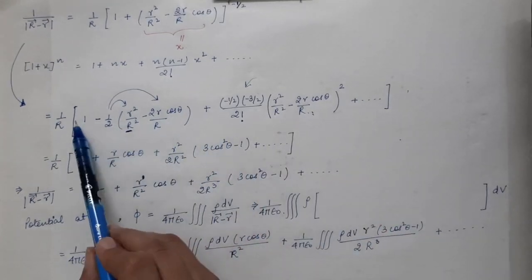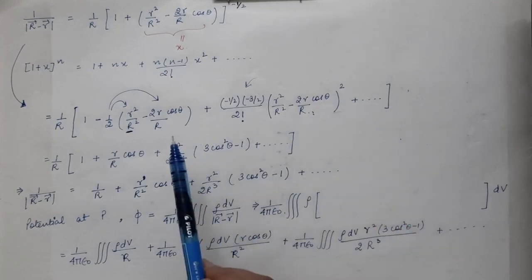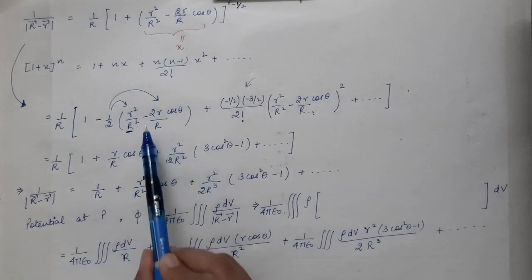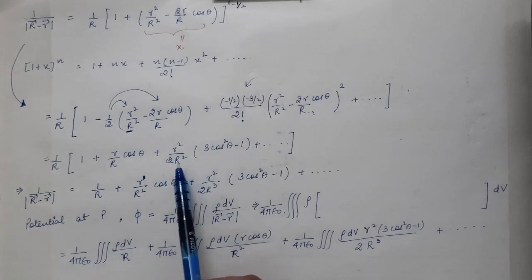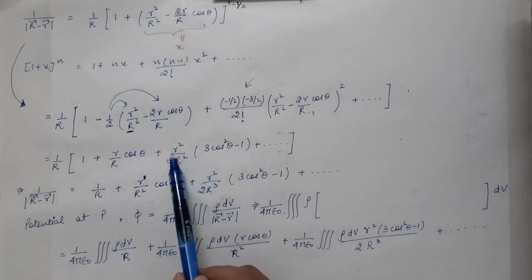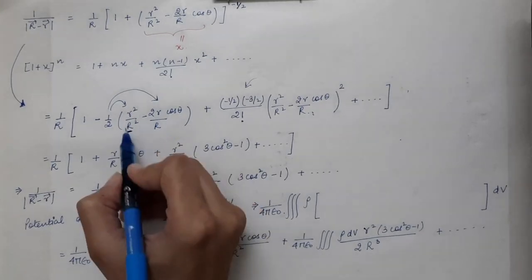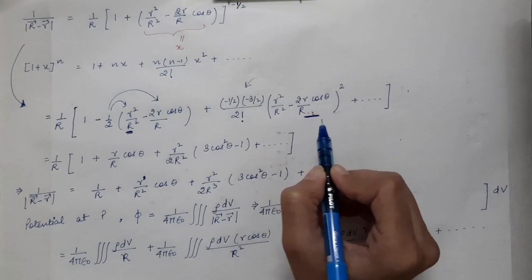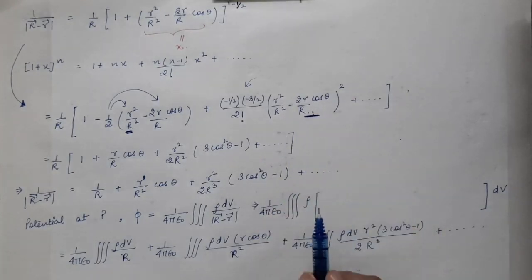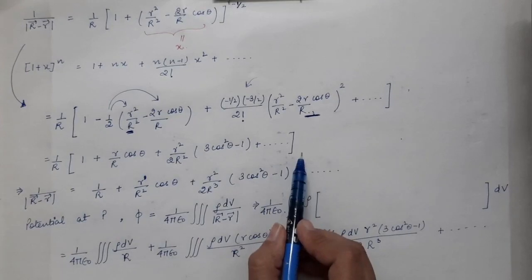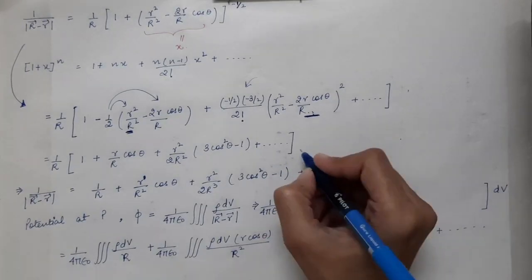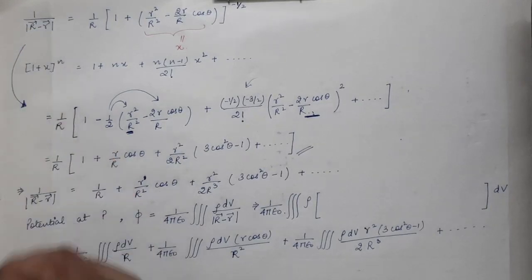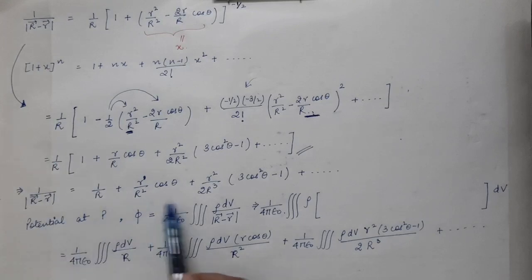So what you have to do is first open all these brackets, and then further club the terms which have small r by capital R. Then you will club all the terms which have small r square divided by capital R square. This small r square divided by capital R square will come from here also, as well as after opening this bracket also. So you have to club all these terms. The final result you will get is this particular expression. So this is the final expression of 1 divided by the magnitude of capital R vector minus small r vector. So this is the final result.